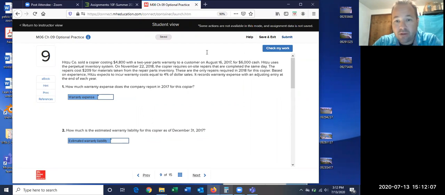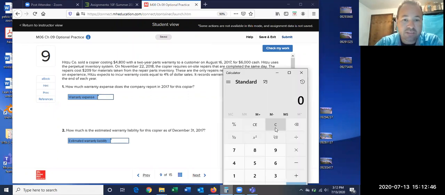So we sold a copier. We sold it for $6 grand, and it cost us $4,800. We did this back in 2017, and then a whole year later, in 2018, we go ahead and make repairs. They cost us $209 in repairs, taken from the repair inventory. Based on their prior sales, they say 4% of all of our sales is going to come back and be a warranty expense, an estimate. So just on this sale, we're going to have a warranty expense.